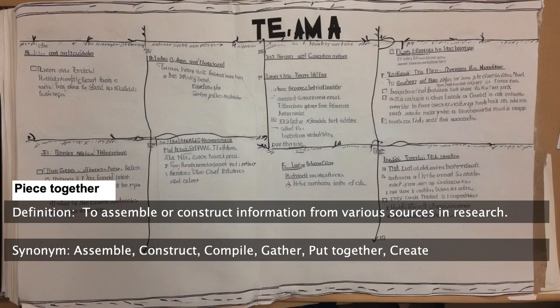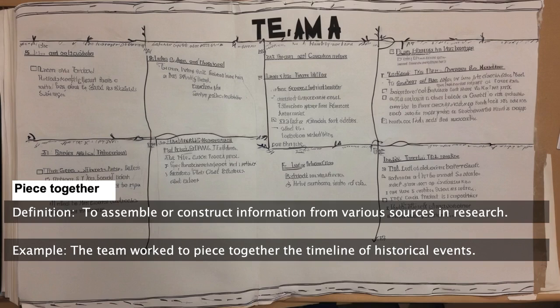Piece together: to assemble or construct information from various sources in research. Synonym for: piece together, assemble, construct, compile, gather, put together, create. The team worked to piece together the timeline of historical events.